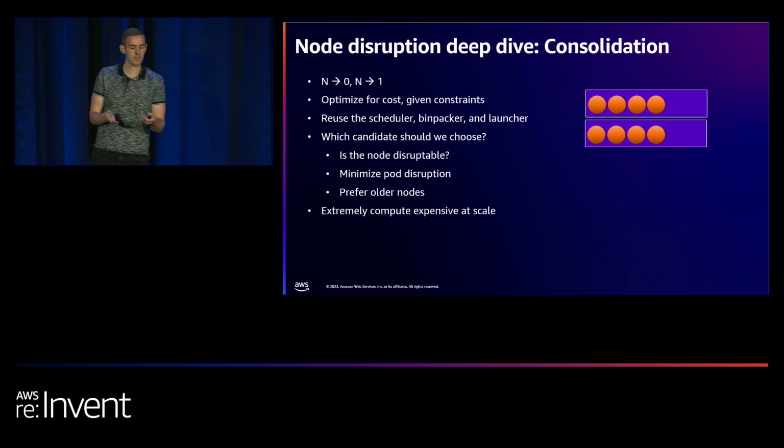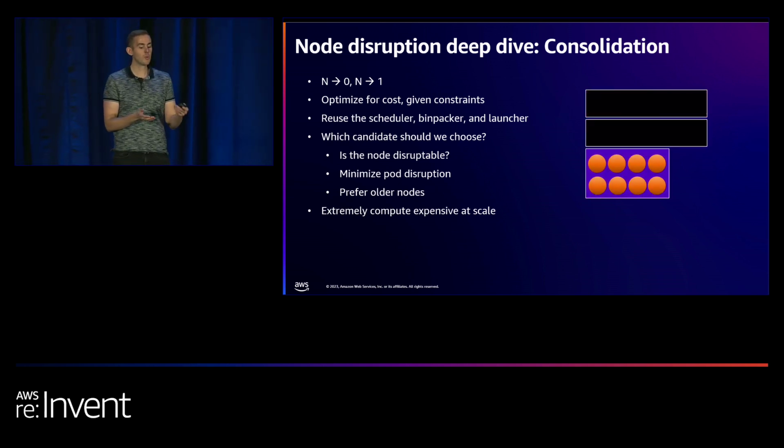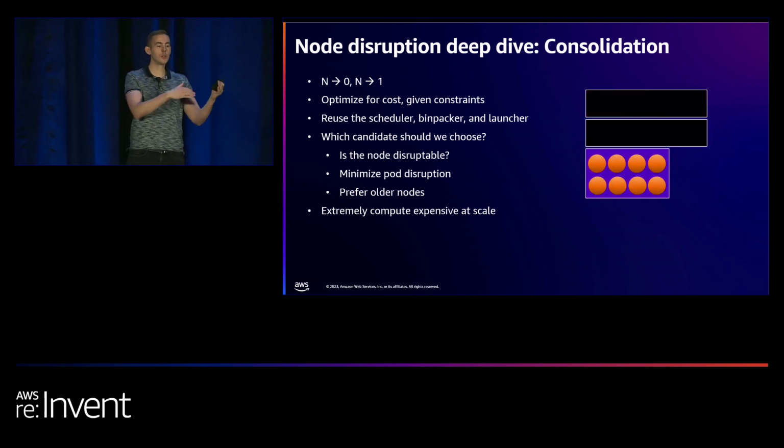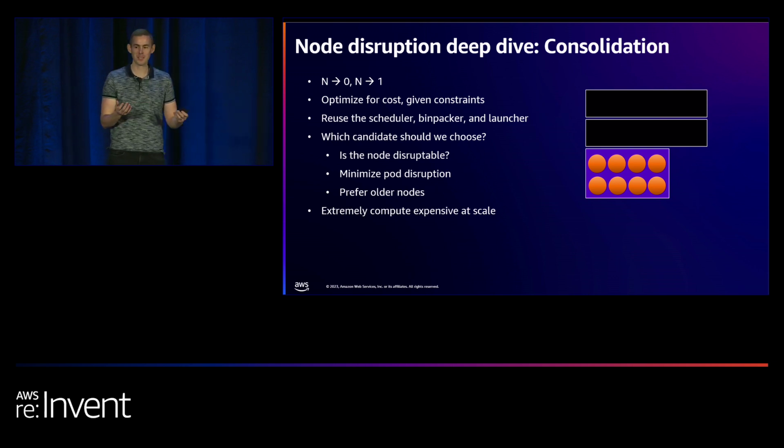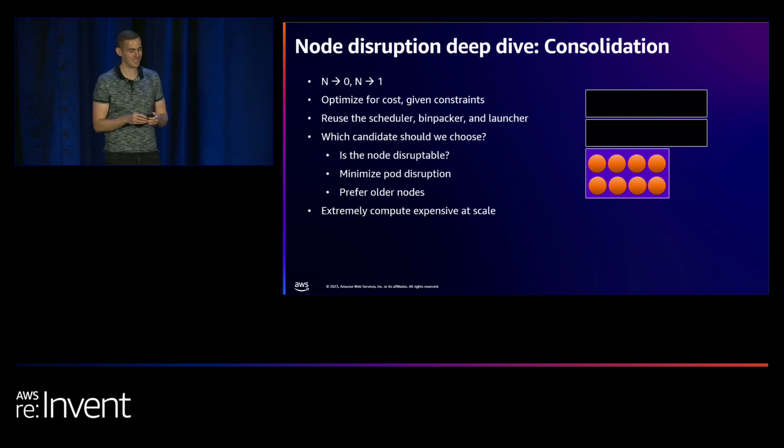Here's another one. This one is an n-to-1 consolidation again, but we're taking 2 nodes, and we identify that both of these nodes could be replaced. Again, you can imagine the complexity of this decision when you're reasoning about thousands of nodes and hundreds of thousands of pods.